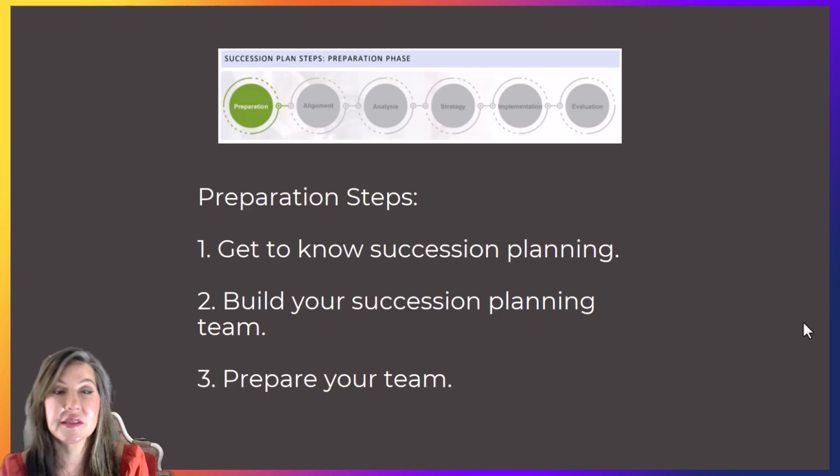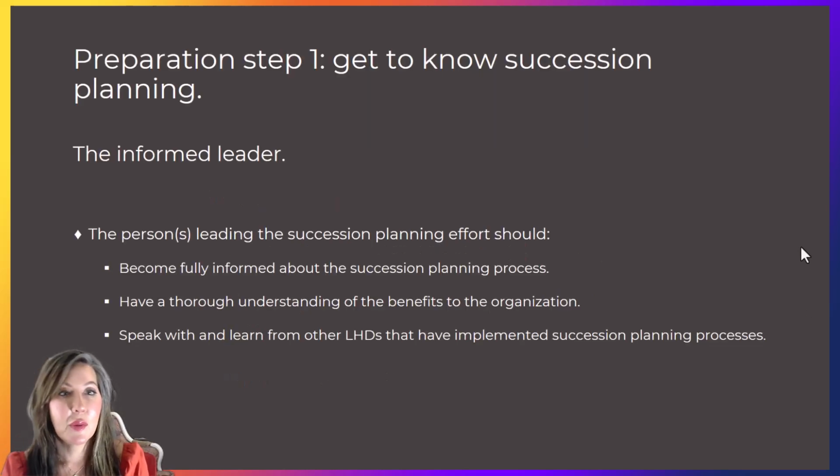So let's get into some of these phases. We're starting off in preparation, where I believe we sort of are right now, maybe even a pre-preparation phase. Step 1 is to get to know the succession plan, 2 is building your succession planning team, and 3 is preparing your team. Preparation step 1 is to get to know the succession planning.